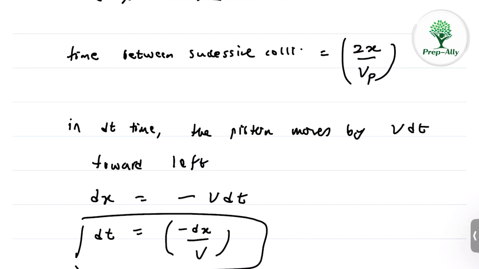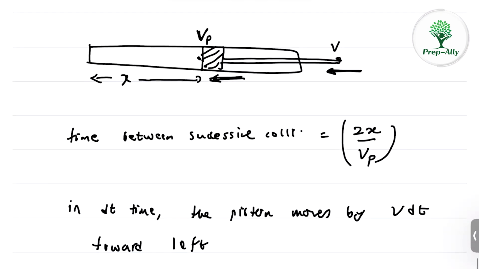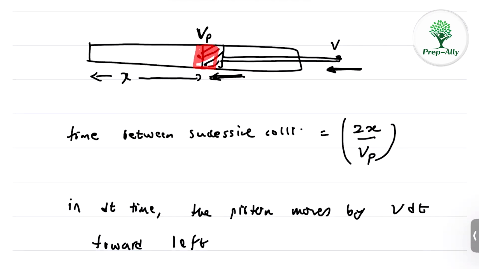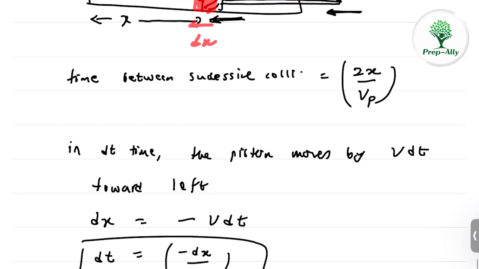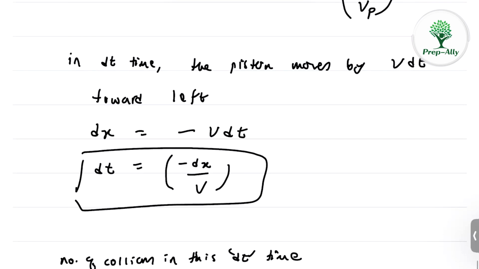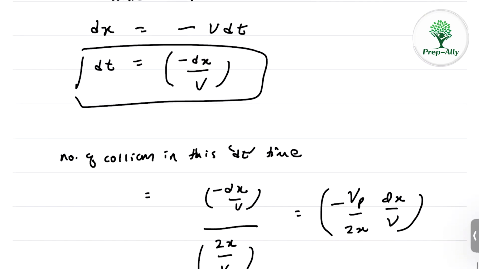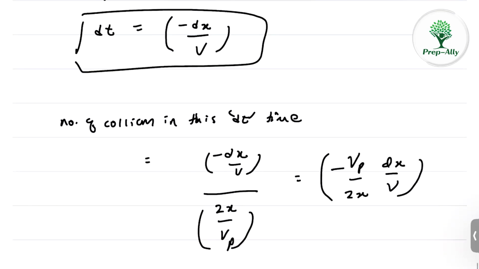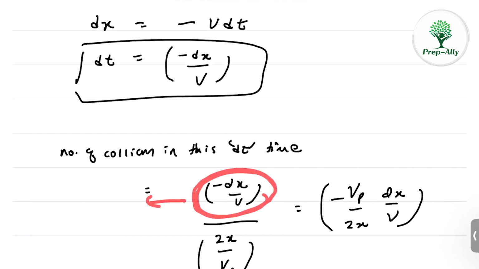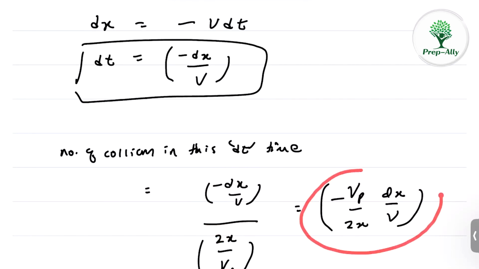Now, how many collisions will happen by the time the piston gets a little bit displaced? A little displacement dx. Time for the dx displacement is dt. Within this dt time, in which the piston goes a little towards left, hundreds of collisions will happen. So the number of collisions will be equal to the time taken for the piston to go towards left divided by the time between each collision. So these many collisions.